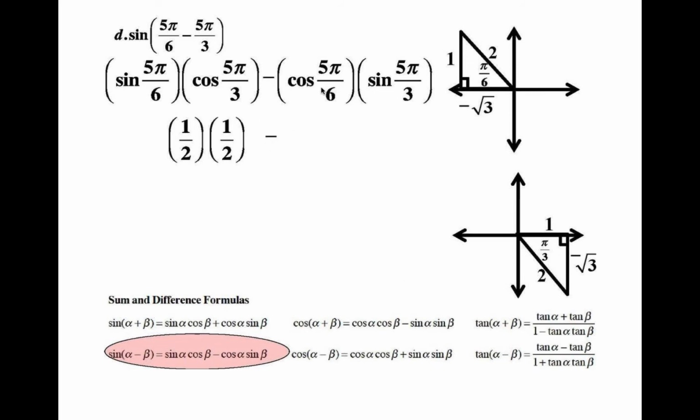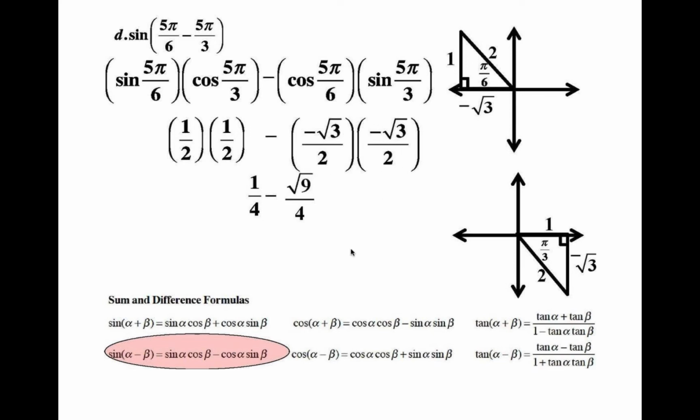Drop the minus. Now we're doing the cosine ratio up here, so cosine is CAH, A over H, so that's negative square root of 3 over 2. And then the sine ratio down here, sine is SOH, O over H, so that's negative square root of 3 over 2. So you multiply before you subtract, so 1 times 1 is 1, over 2 times 2 is 4, minus, you're doing a negative root 3 times a negative root 3, that'll become a positive root 9, over 2 times 2, which is 4.